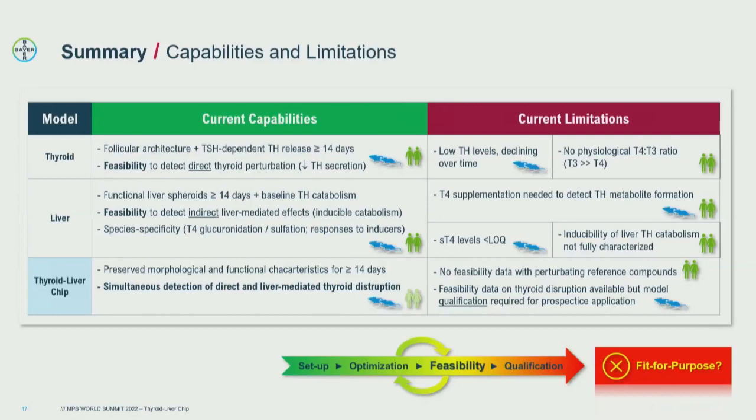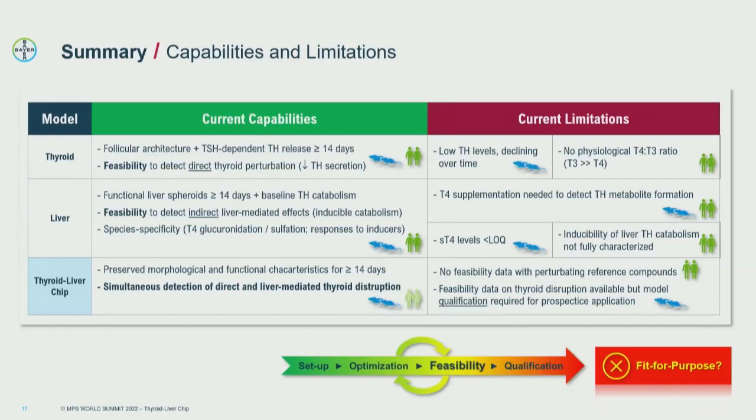When it comes to the thyroid-liver combination, we have a nice data package for the rat model, which allowed us to simultaneously detect direct and liver-mediated thyroid disruption in one assay at the same time. For the human model, we at the moment can only keep them and have basic functionality for 14 days, but we don't have data to demonstrate that similarly in the human we have the possibility to do both kinds of mechanism in one system. But this is just a lack of data. I'm not saying that it's not working. We still have to work on that.